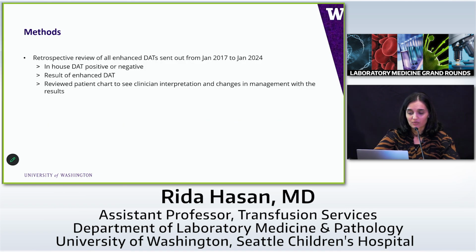And for this, I did a retrospective study. I looked at all of the enhanced DAT sendouts from January 2017 to January 2024. I did this with Sarah Kim. And we looked to see, okay, all of these patients had sent out a Supercoombs test. They have an in-house DAT or not, and what were the results of the DAT? And then we took it one step further and we asked, what did the clinicians do with these results?